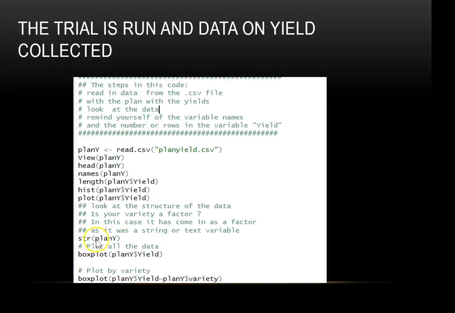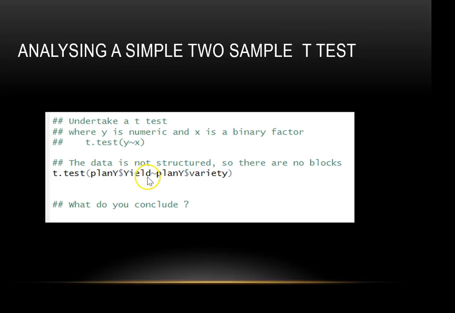And you can do structure plan, which is always useful to just have a look at what your data set looks like, whether you've got anything that is actually a factor. Your variety should be a factor. Then you can do a box plot, and the box plot by variety. So I'll just put that in there and explain it.